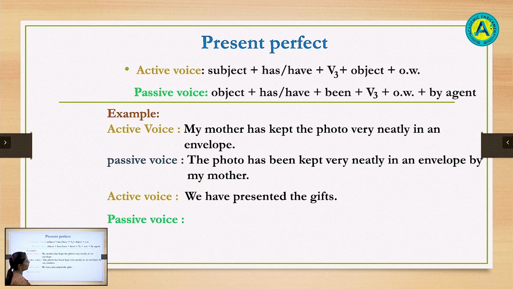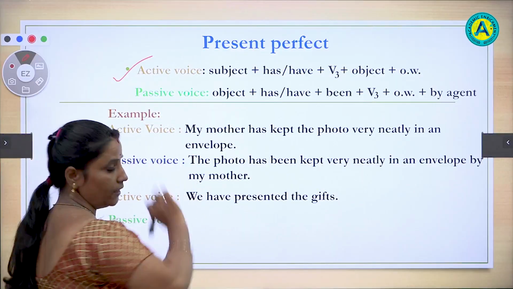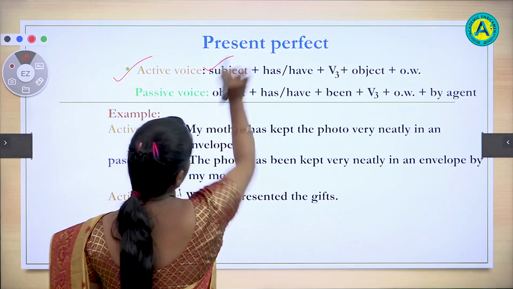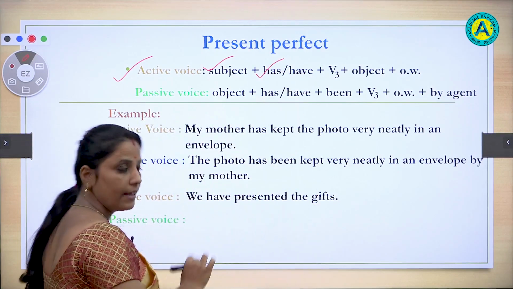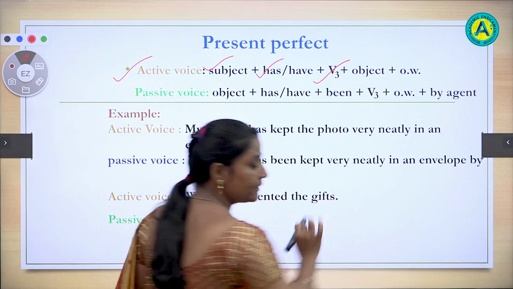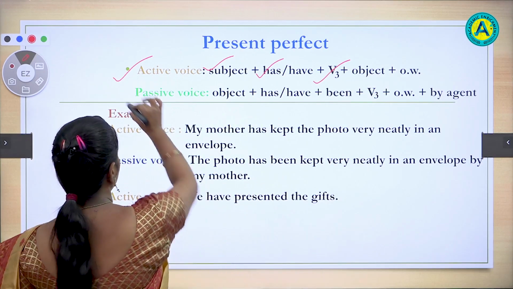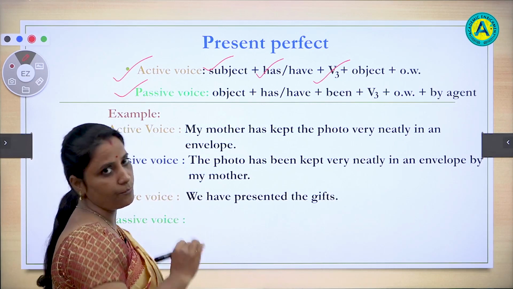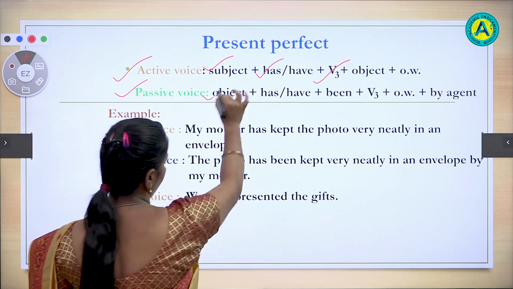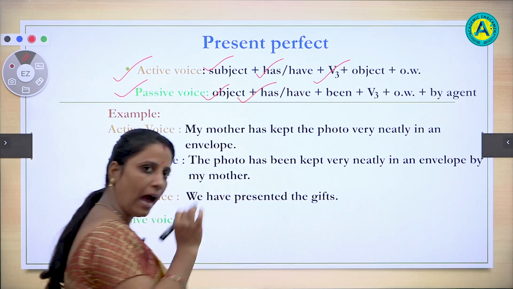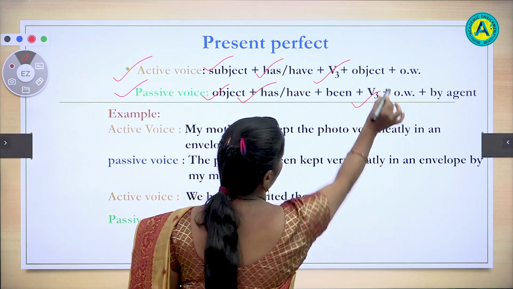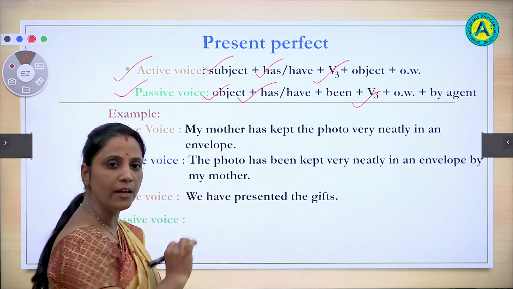Then present perfect. We will discuss what are the structures of active and passive voice in present perfect tense. Structure of active voice in present perfect tense: subject followed by has/have, then verb 3, then object, then followed by other words. Now what is the structure of passive voice in present perfect tense? Yes, object followed by has/have, then been, then verb 3, then other words followed by agent.